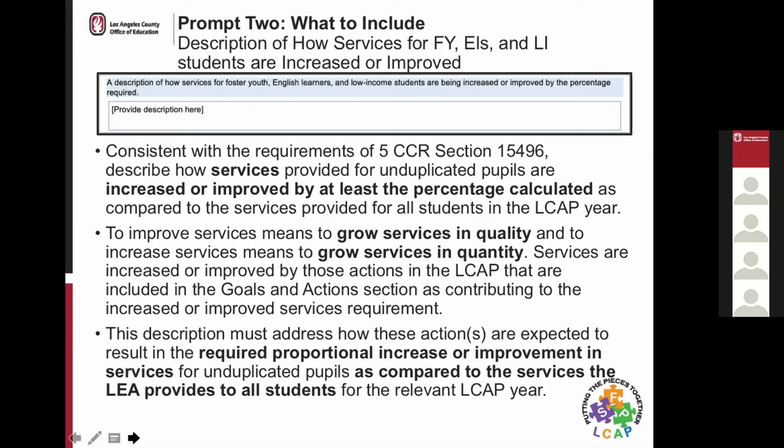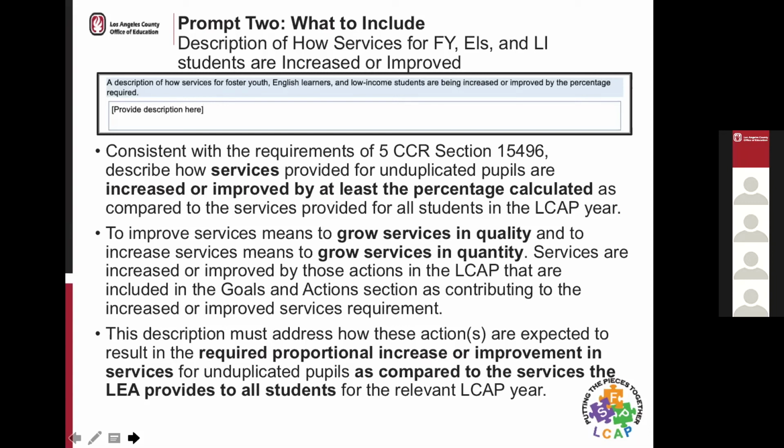Just listing the actions included here or the amount being spent does not explain how the contributing actions included in the plan improve quality of service or increase quantity of service for the intended student groups as compared to what is provided for all students.